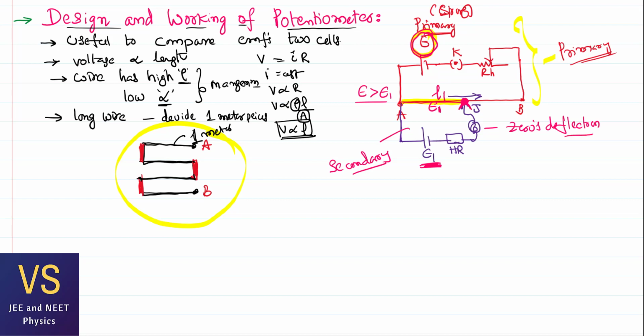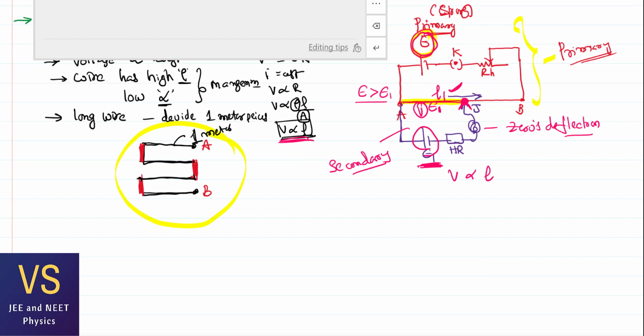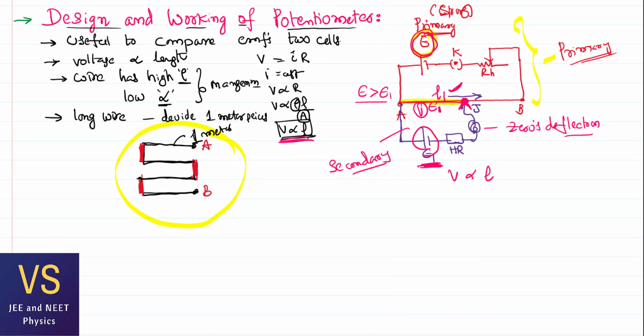What do we mean by the galvanometer showing zero deflection? The potential drop across the length of the wire is equal to the potential drop that we have connected in the secondary circuit, or the EMF of that secondary circuit. That implies, taking this rule into consideration, V is directly proportional to L. This V that we got here is because of this E1. So E1 is directly proportional to the balancing length L1.